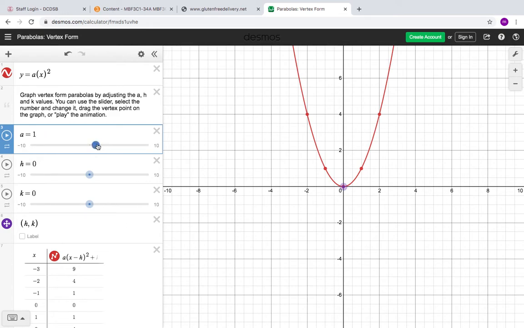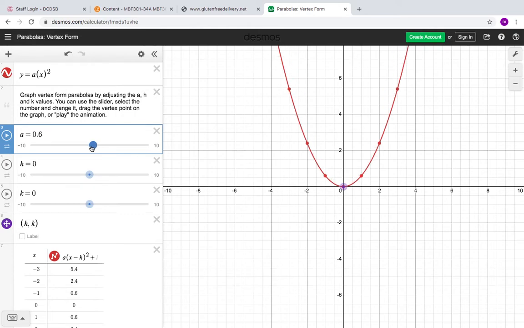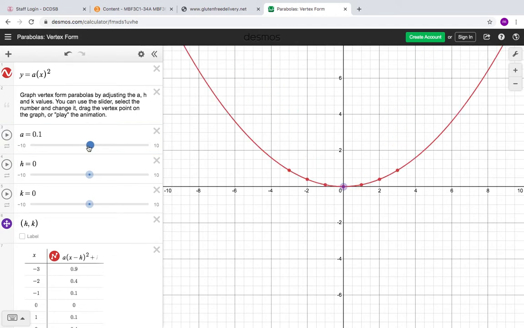Now, if I go below 1, I'm going to go to values between 0 and 1, not quite going to the negative yet. What do you see happening to the graph? It's not getting narrower anymore. It is getting wider. So if a is between 0 and 1, we see a wider graph.